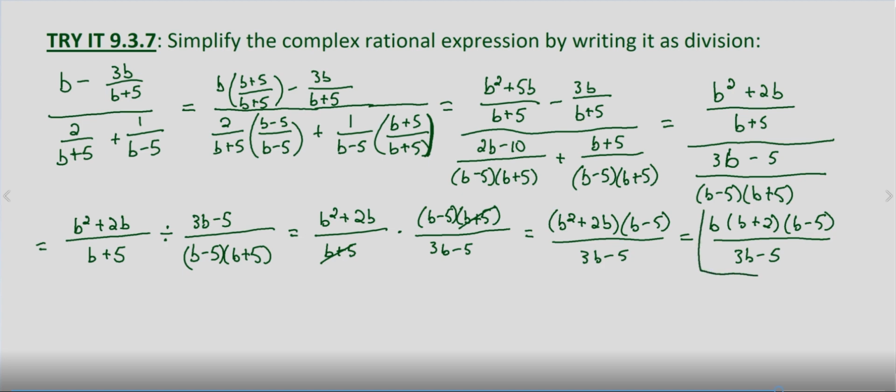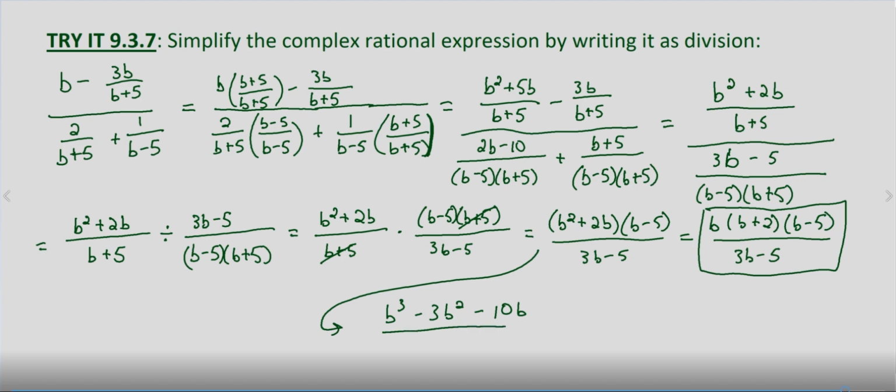And unless it states otherwise, it's fine to leave it in factored form. If instead we went ahead and multiplied through, we would end up with b squared times b is b cubed minus 5b squared plus 2b squared is minus 3b squared, and then minus 10b. And again, that's all over 3b minus 5. And I think either one of these answers would be acceptable unless it explicitly states to leave it in factored form.